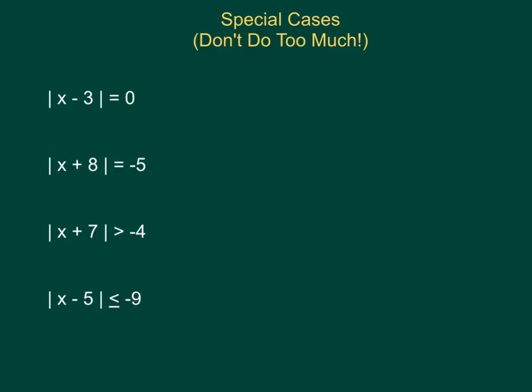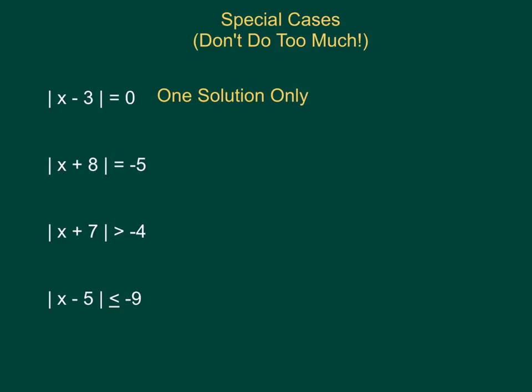Okay, so just before we go, we've got 4 special cases where you don't have to do too much work. This will be something that'll help you out a little bit. First of all, if you have an absolute value equaling 0, remember back to the first page, there's only one situation there. So you only have one way to get there, and that's to make the inside 0. So you don't actually have to do the split if it equals 0.